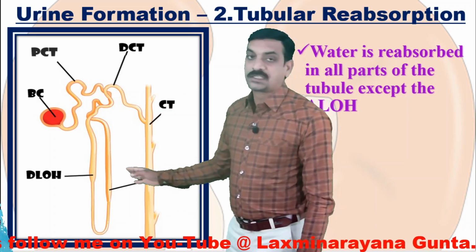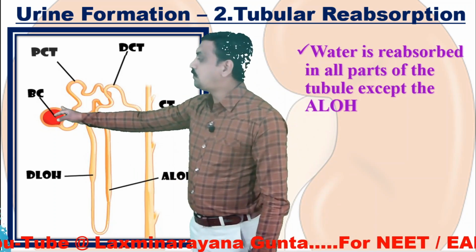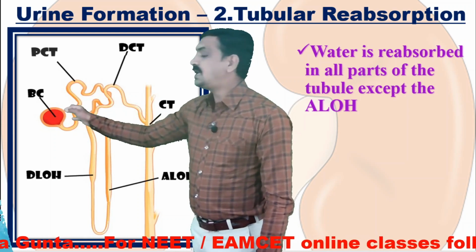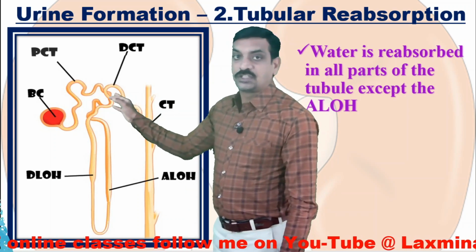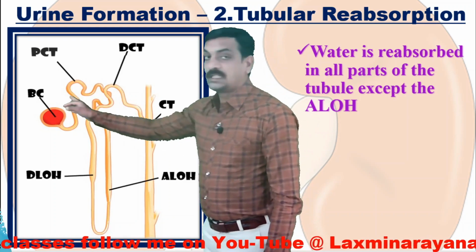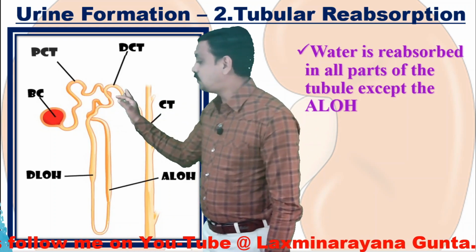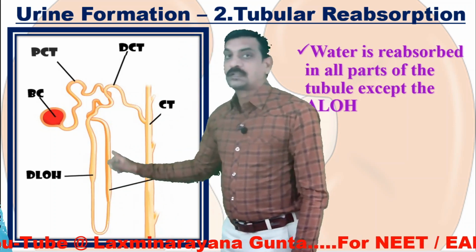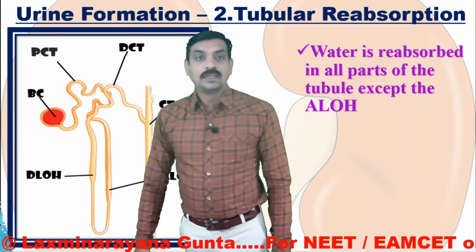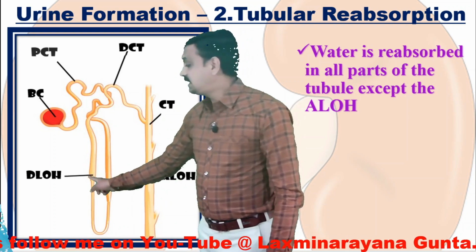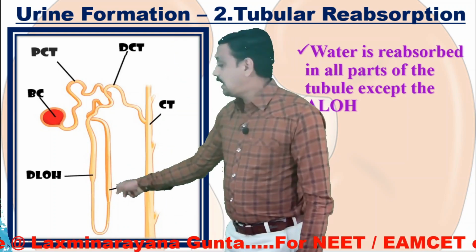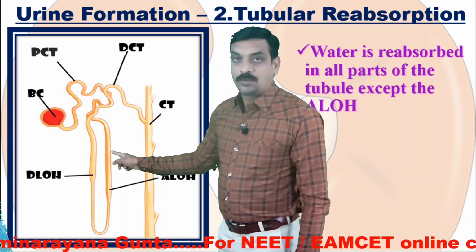This is the basic structure of a nephron. This one is the Bowman's capsule, this one is the proximal convoluted tubule, and this one is the distal convoluted tubule. Connecting the proximal and distal convoluted tubules is a hairpin-shaped structure called the loop of Henle, and this loop of Henle again has two regions: the descending limb of the loop of Henle and the ascending limb of the loop of Henle.